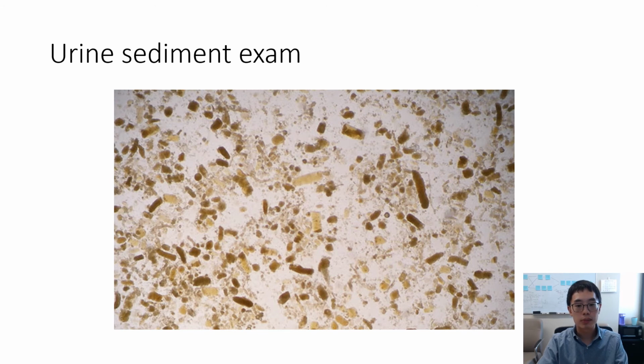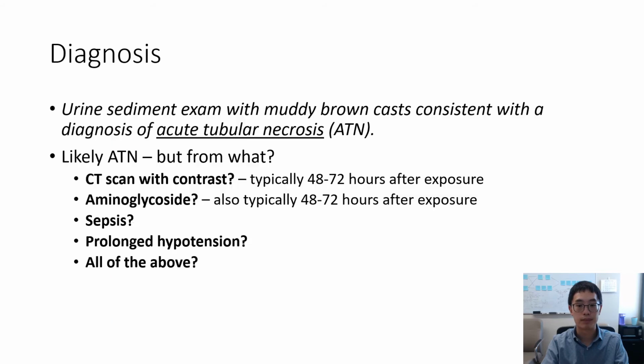So if we go back to this patient's urine sediment exam, we spin it and we see this. This is full of muddy brown casts, which would be consistent with acute tubular necrosis. So we can say that the urine sediment exam with the muddy brown casts is consistent with acute tubular necrosis. Now again, acute tubular necrosis has a lot of different etiologies, right? So where did this patient get their acute tubular necrosis from?